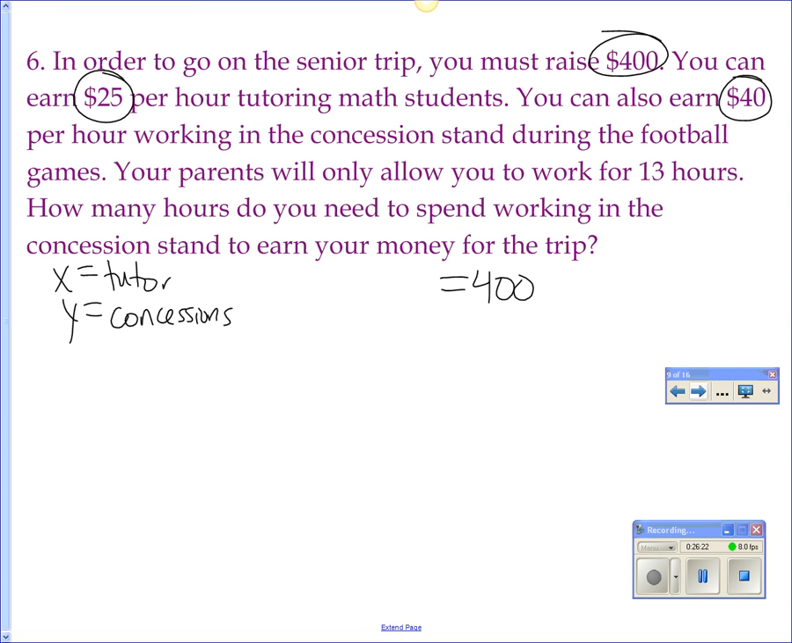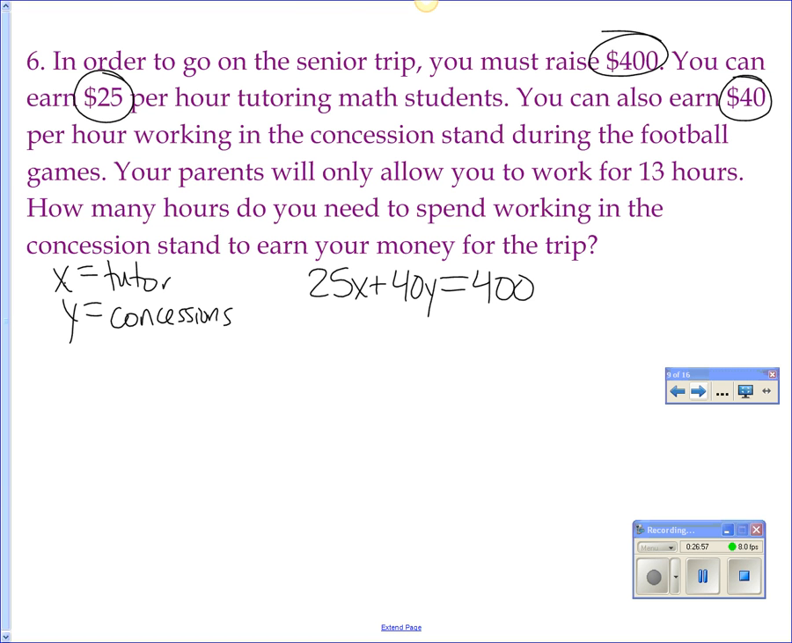25 is for tutoring. What letter did we say was tutoring? X, so it's 25X plus 40Y. Yes, Jack? With these type of problems, we're finding X and Y. Couldn't we find whichever one we want to do and then just go back and have the other one cancel out? Yes, you can.